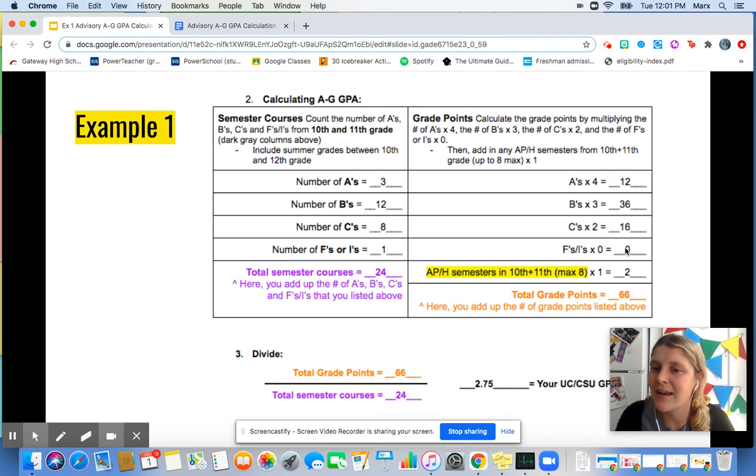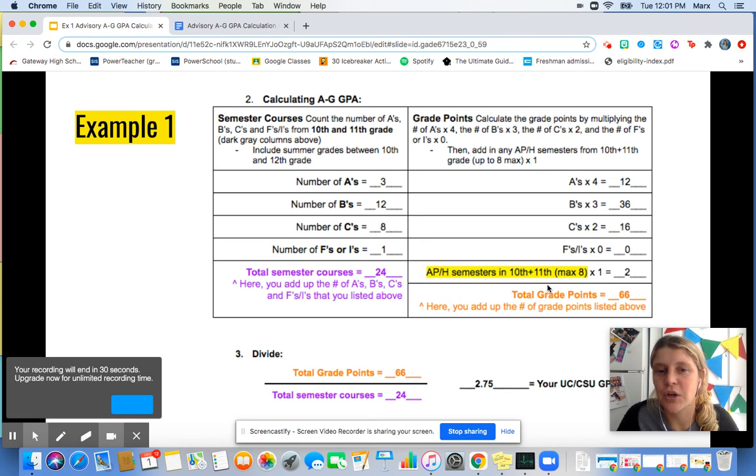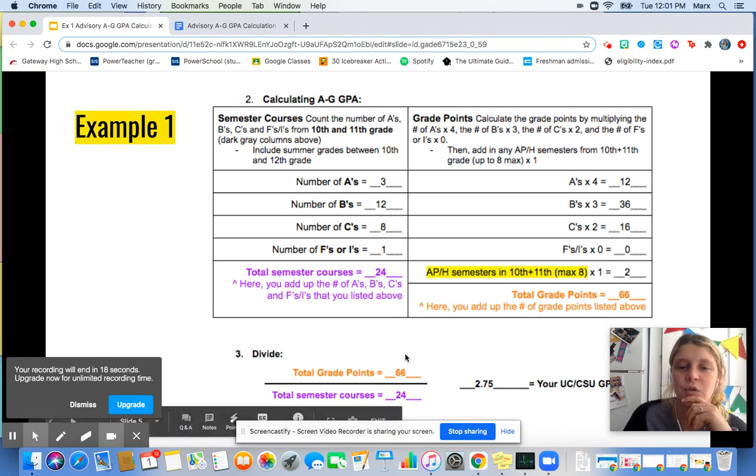If you have an incomplete right now, you really want to make sure you get that up to a C or higher so that you can get a grade point credit, because that'll boost your GPA up. Right now, the incomplete isn't boosting this person's GPA up at all, okay? And then their AP and honors points. They took AP Environmental Science, so that 1 class times 2 is 2. Then adding up those grade points is 66, and then in our division here, we take the 66 grade points, so all these numbers added up, divided by the 24 semester courses, and that results in a 2.75 UC CSU GPA for this student. Okay, so that's our example.